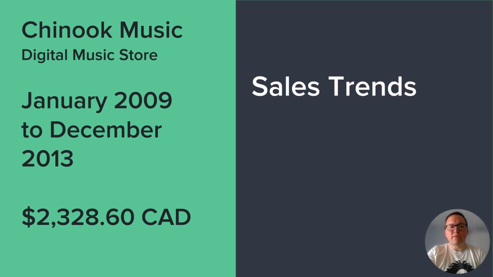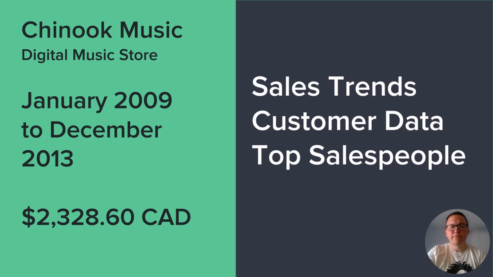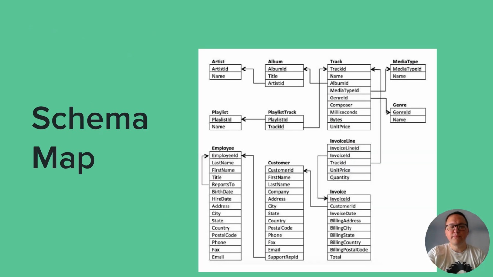In this video, we're going to try to figure out why they only had $2,300 in sales over 5 years, including looking at sales trends, customer data, their top salespeople, and what I think their biggest issue is, inventory. This is the schema map of what I was working with. The data was spread across 11 different tables, so I got a lot of good practice using joins in this lesson, as well as some CTEs and subqueries.